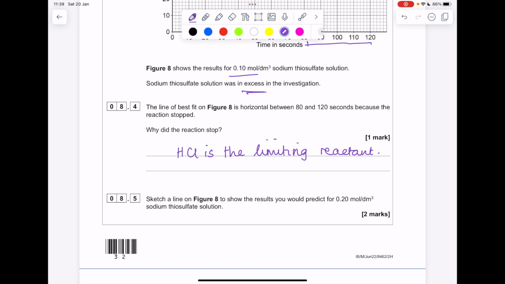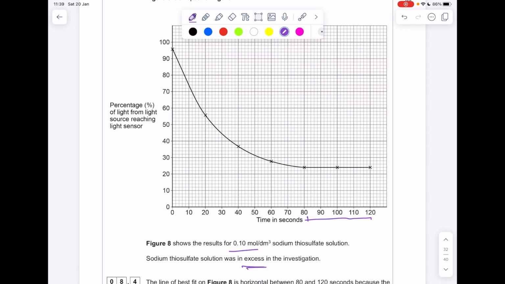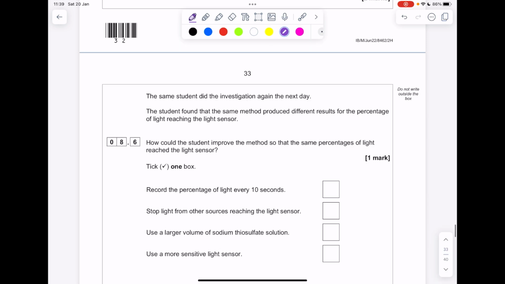Sketch a line on Figure A to show the results you would predict for 0.2 molar sodium thiosulfate solution. So because we've got a higher concentration of sodium thiosulfate, you'll expect a steeper gradient, but be careful in terms of where it levels off. You haven't increased the concentration or volume of hydrochloric acid, and therefore you'll still expect that final result to be the same. The same student did the investigation again the next day.